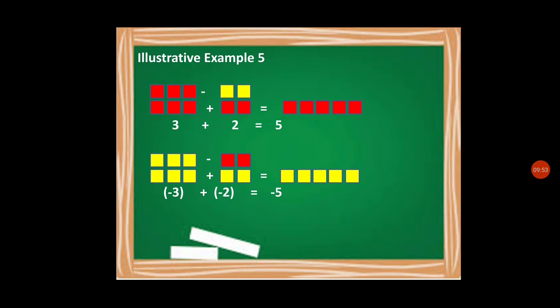Next, we have 3 negative tiles minus 2 positive tiles. We are going to proceed to addition and we are going to change the sign of the subtrahend. Therefore, we are going to change the color of the tile. Then we have 3 yellow tiles plus, so the red tiles has become yellow tiles, so 2 yellow tiles equals 5 yellow tiles. Therefore, -3 plus -2 is equal to -5.